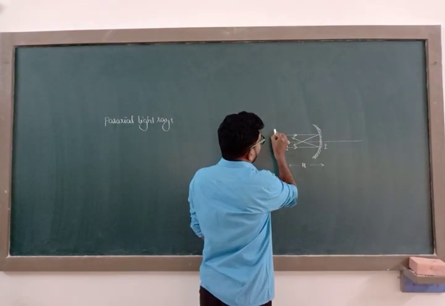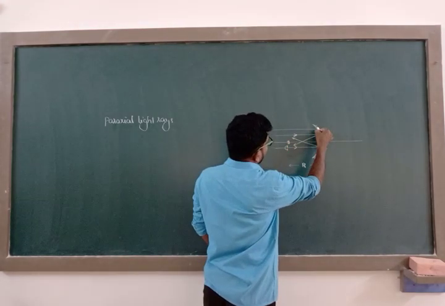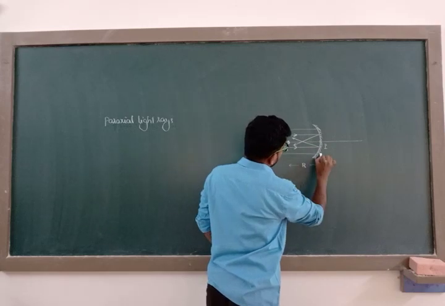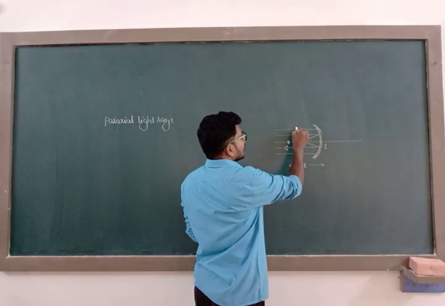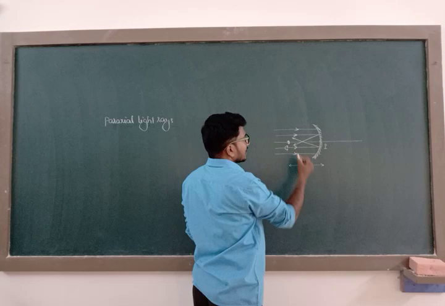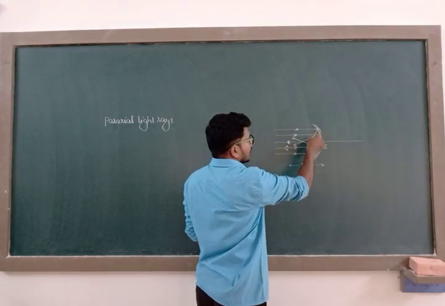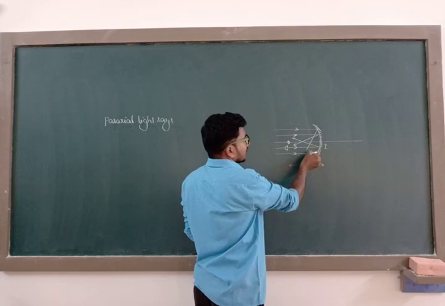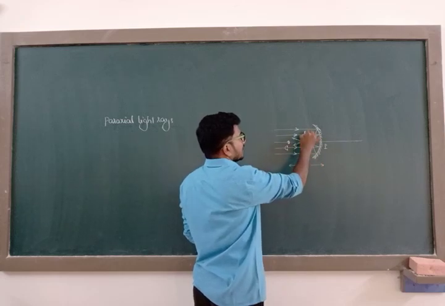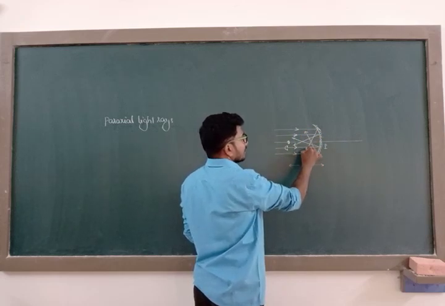Light rays parallel and far from the principal axis. Direction of incident light rays. After reflection, they are going to meet at a point on the principal axis. Direction of reflected light rays.